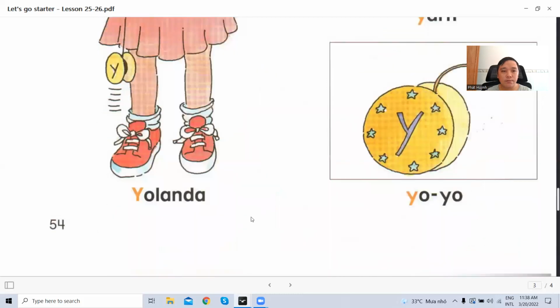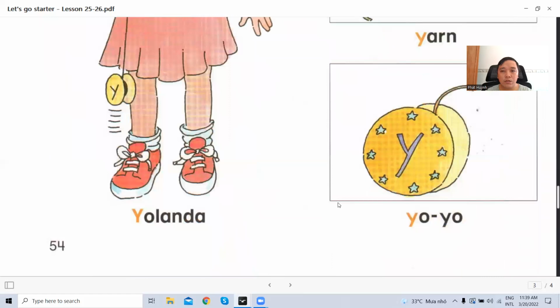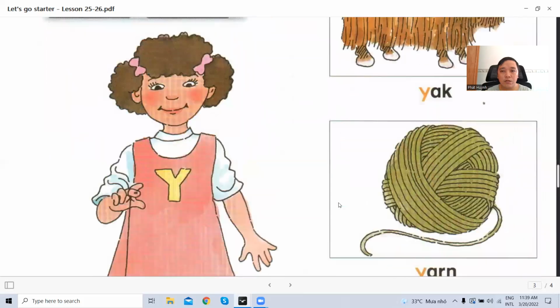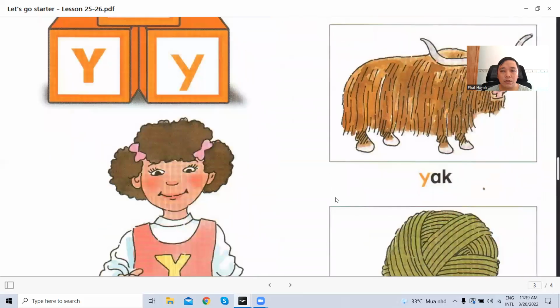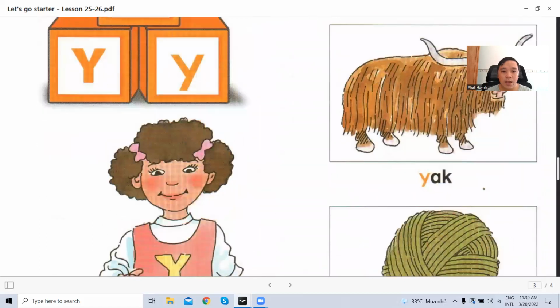Lesson 26. The Why Chant. Why, Yolanda? Hi, Yolanda. Why, Yolanda? Hello, Yolanda. Why, Yolanda? Hi, Yolanda. Yolanda. Hello. Why? Why, yo-yo? Why, yarn? Why, yo-yo? Why, yak? Why, yo-yo? Yo-yo, yak, yarn.